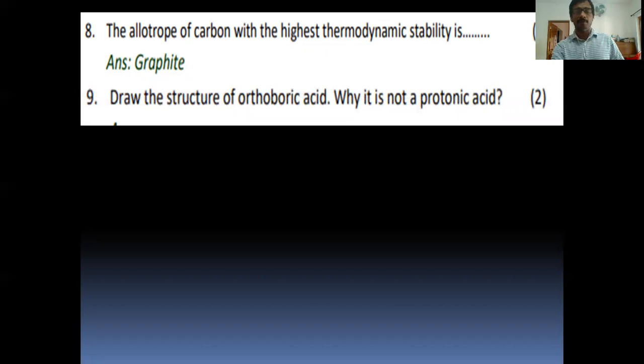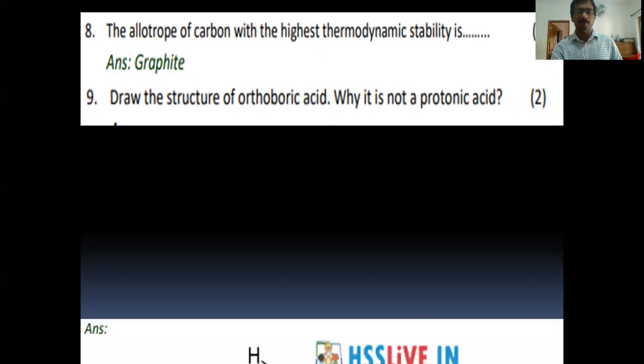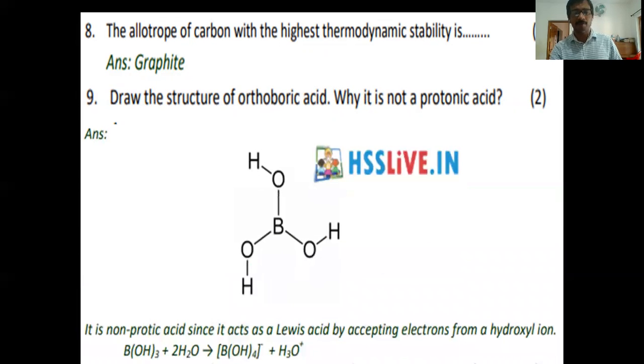Draw the structure of orthoboric acid. Why is it not a protonic acid? Orthoboric acid has a hexagonal structure, but there is no need to draw it completely, just show how the OH groups are arranged around boron. Just show 3 OH groups around boron.